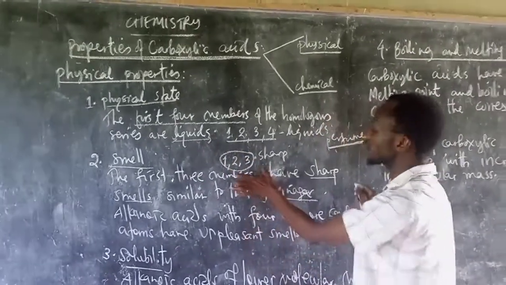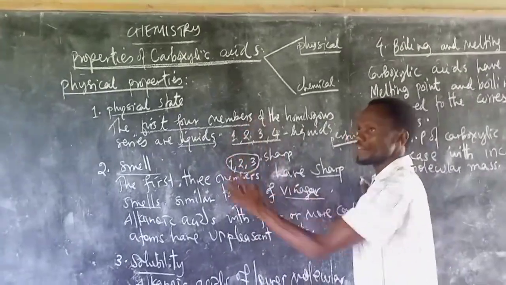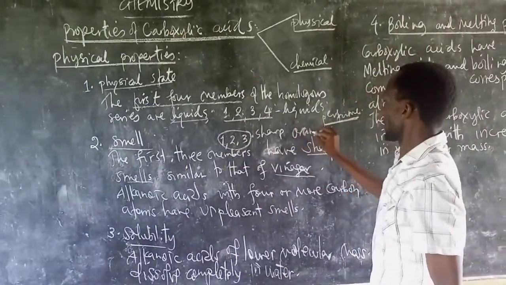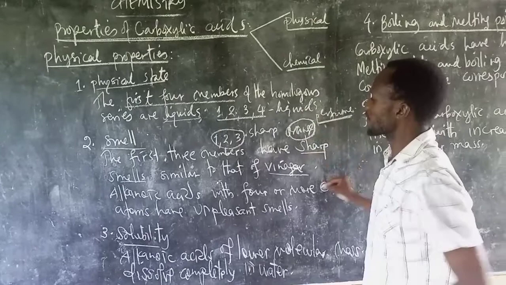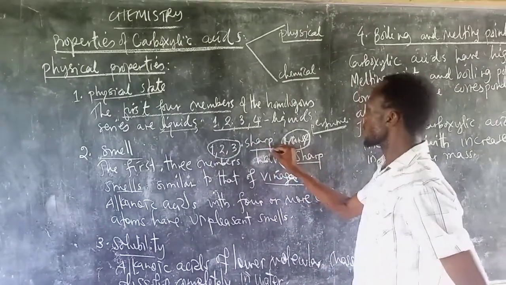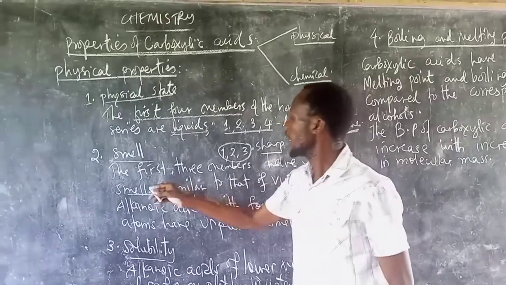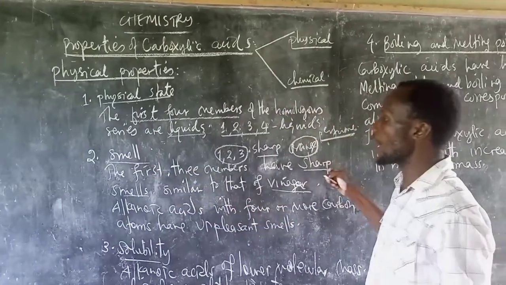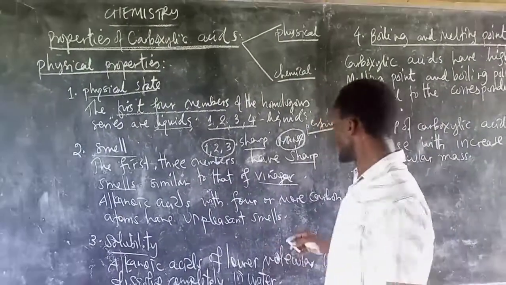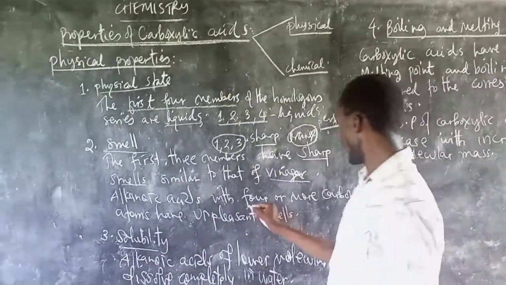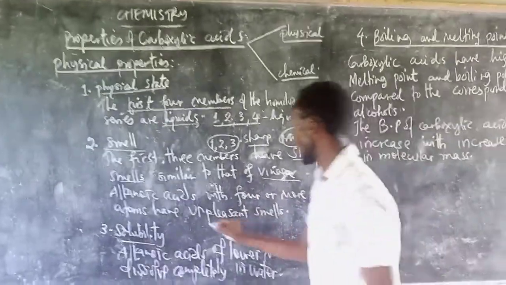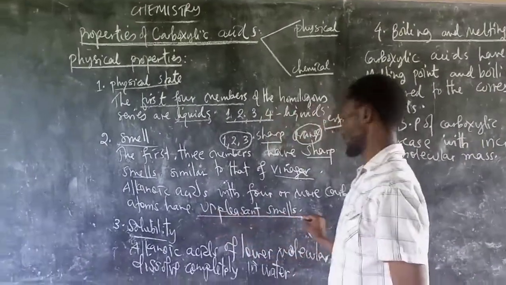And once you take the peel of an orange, it has got this smell. It has got a sharp smell. So the first three members have sharp smell similar to that of vinegar. And the rest, the members with 4 carbons and more, have got unpleasant smells.